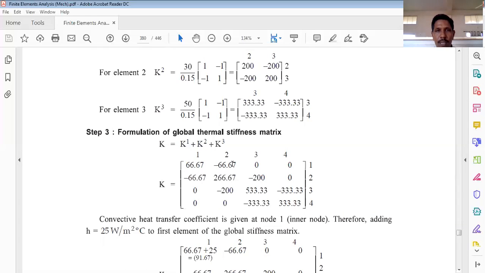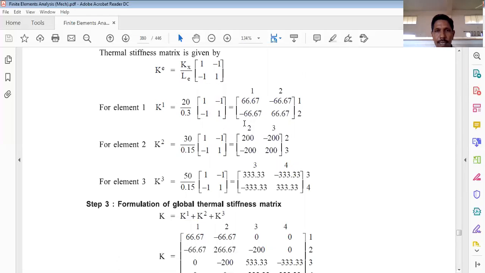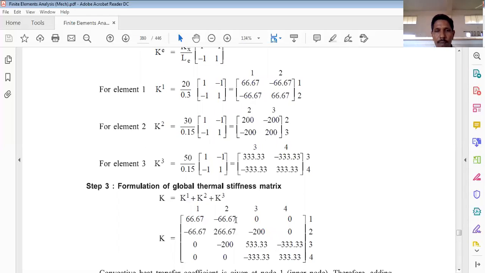So the 1 cross 1 entry is available in K1, which is 66.67. 2 cross 1 is minus 66.67. There is no 3 cross 1 in K1, K2, K3, so it will be 0. Similarly, there is no 4 cross 1, so it is also equal to 0. 1 cross 2 is available in K1, which is minus 66.67. 2 cross 2 is available at 2 places, that is 66.67 plus 200, which is 266.67. 3 cross 2 is minus 200, available in K2. There is no 4 cross 2, so it will be 0.